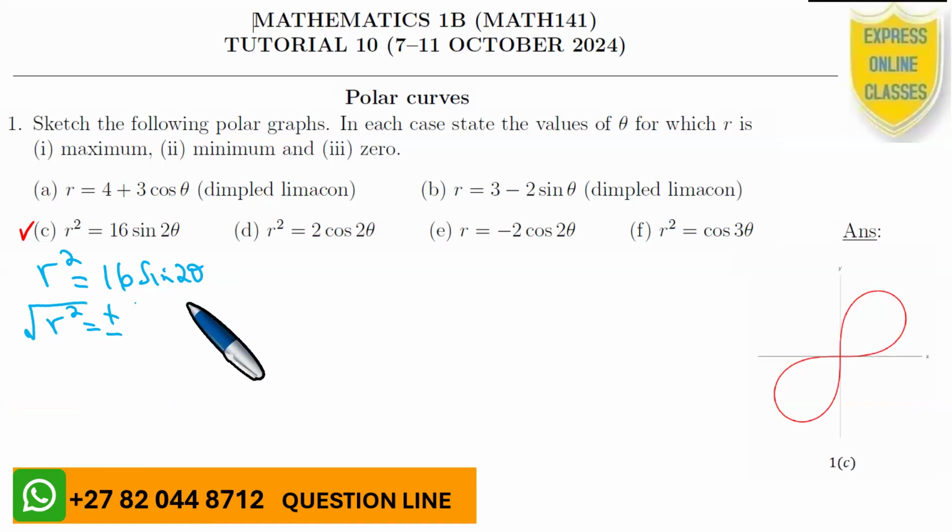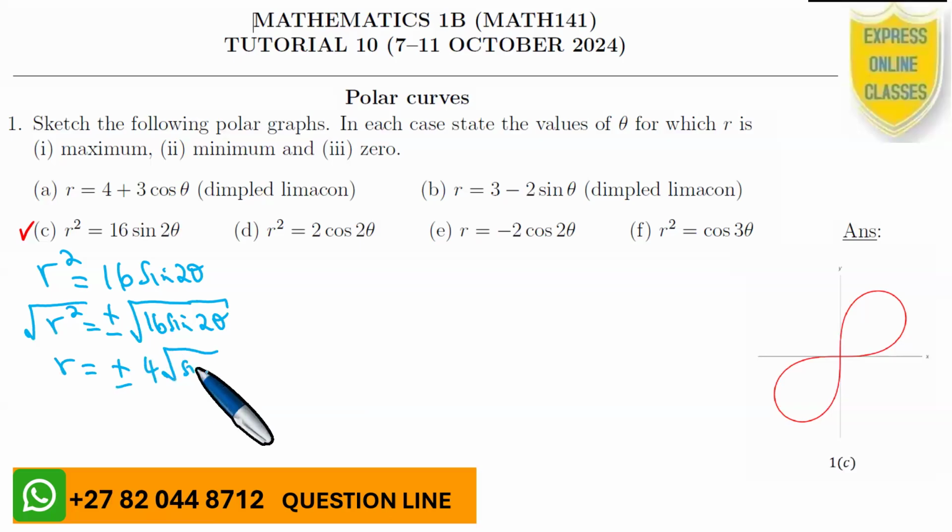Which is plus or minus the square root of 16 sine 2 theta. Getting r is plus or minus the square root of 16, which is 4, times the square root of sine 2 theta.